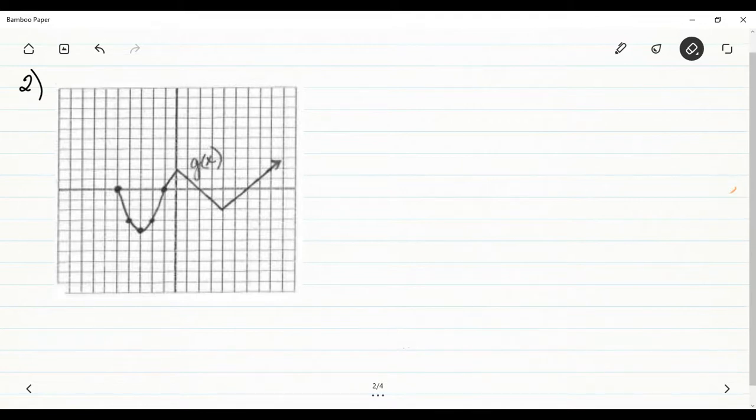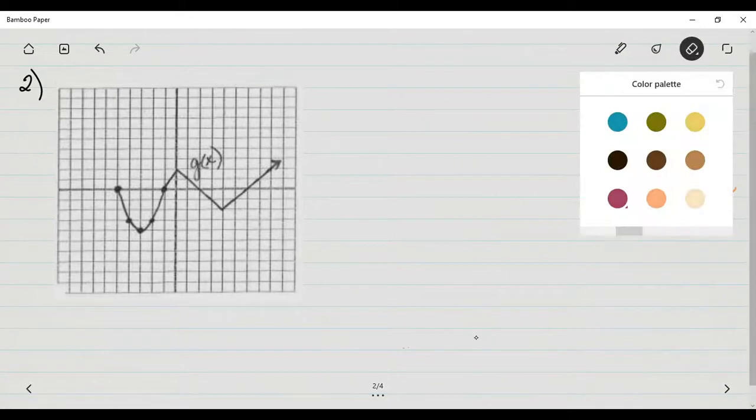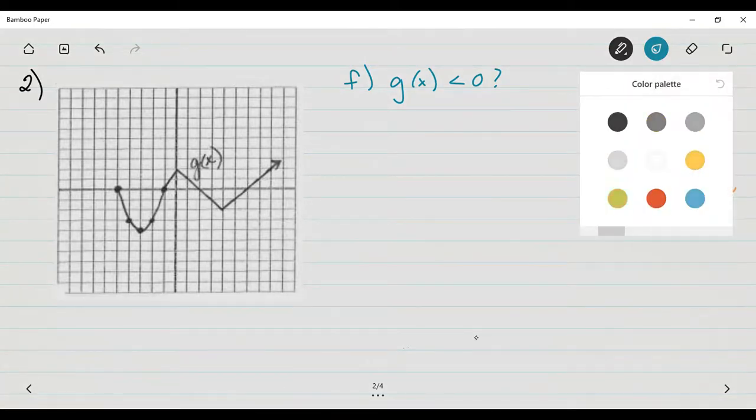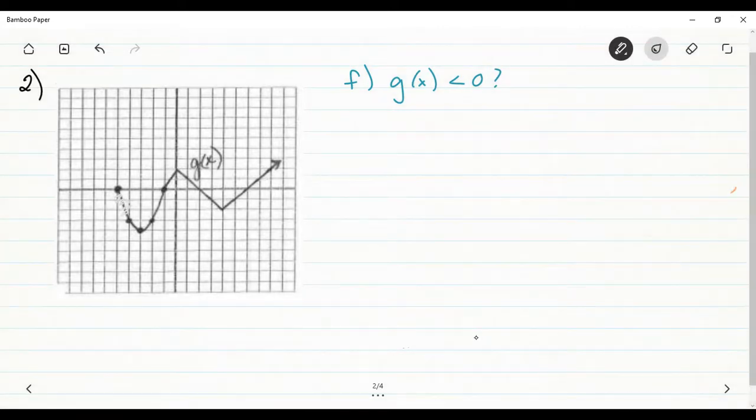Part F, we want to know where g of x is now less than 0. So now we're looking for where it's negative, but not including 0. So where it is negative and not including 0 is now below the x-axis.